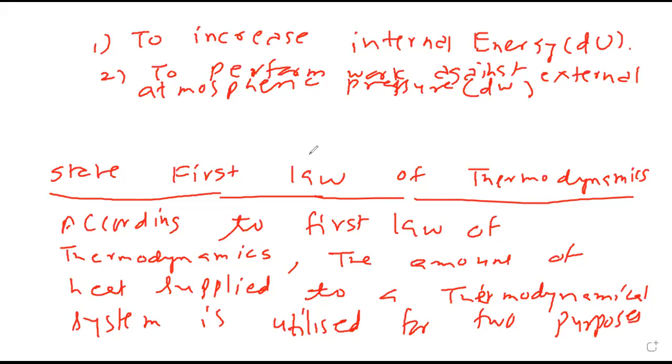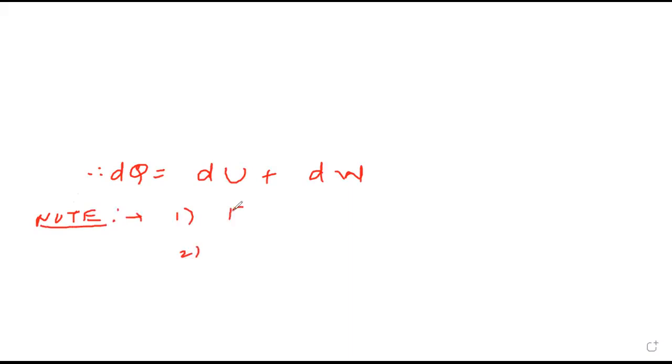So heat supplied according to the first law of thermodynamics is used for two purposes: to increase the internal energy, that means temperature, and to increase volume, that means work done. So we can say therefore dQ equals dU plus dW. So we can say the first law deals with internal energy, that means temperature.